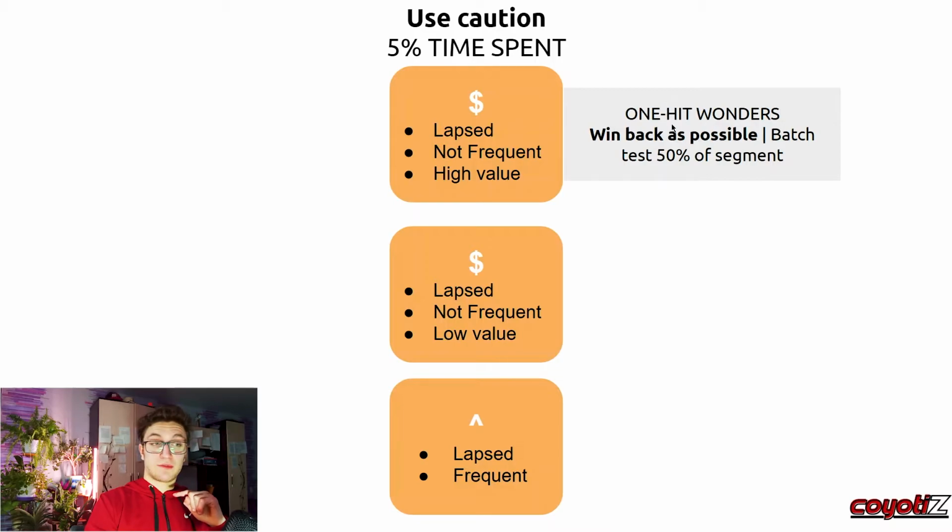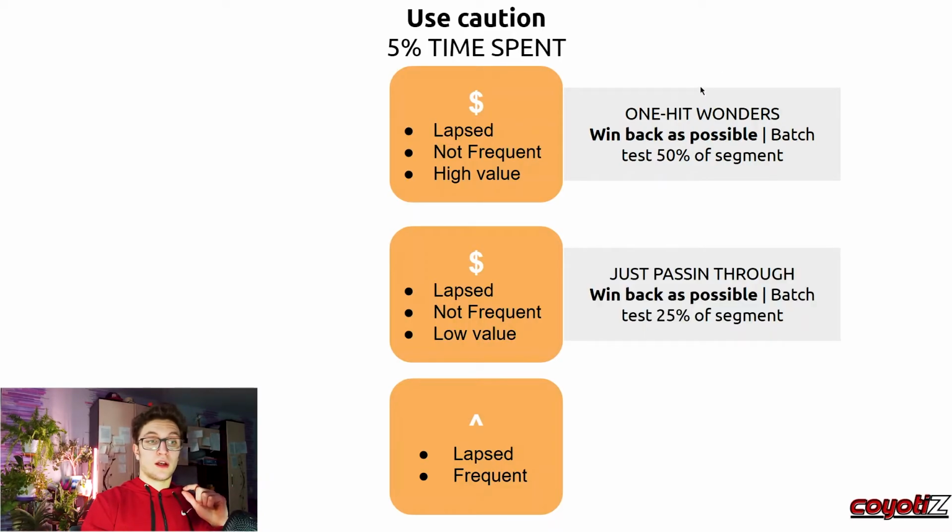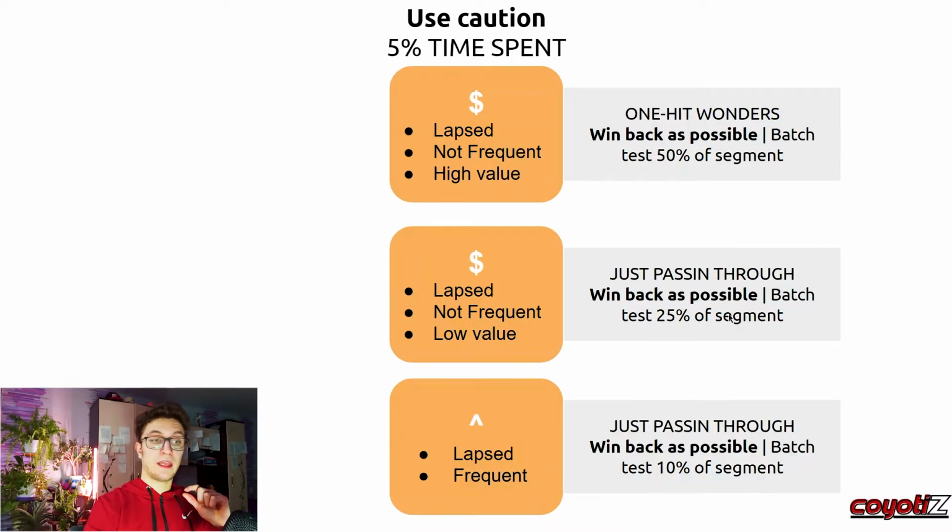You need to win them back as much as possible, right? Batch test 50% of the segment. Do not batch 100%, because again, you might completely hurt your deliverability, and potentially might not reach those people who you need to reach instead. Just passing through, win them back as much as possible. Batch test 25% of the time. And for these guys, just passing through, again, win back as much as possible. Batch test 10% of the segment. So the 50, cut it down by half, and then take 50% off and use it for these guys.